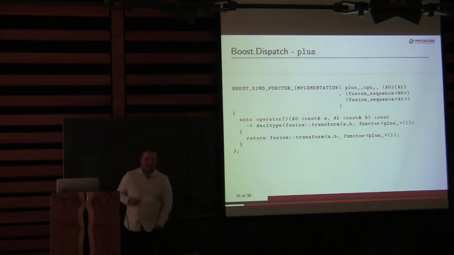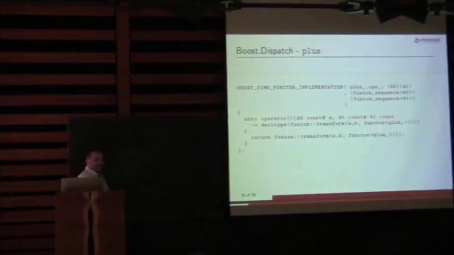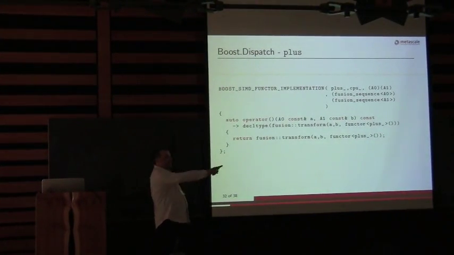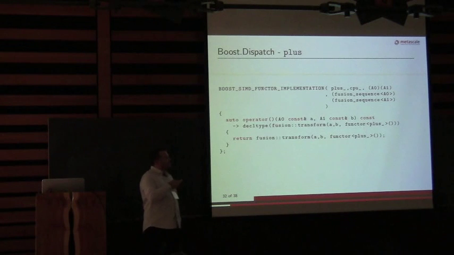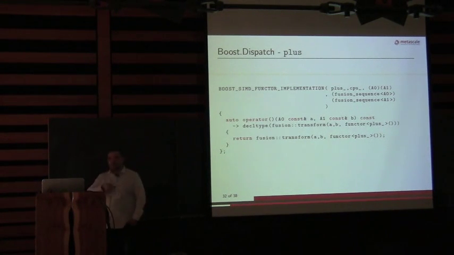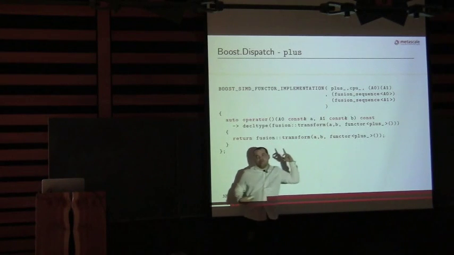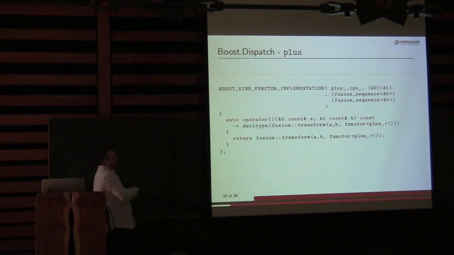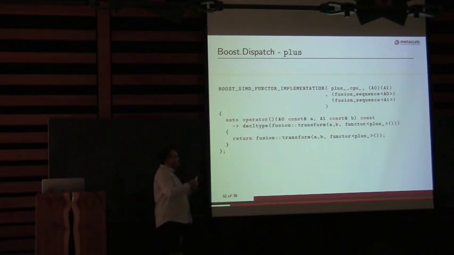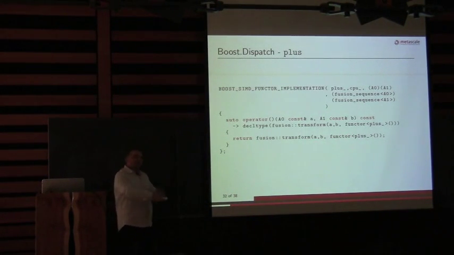What does this stuff do? Exactly. So this stuff takes two fusion sequences, and using Boost fusion transform, using the binary form of fusion transform, you will just recall functor plus on every element of A and B. So let's say our fusion sequence is actually a tuple of a float, a char, and a double, transform will just call that on each of the elements. And each element being a regular type, we will jump into the correct plus.